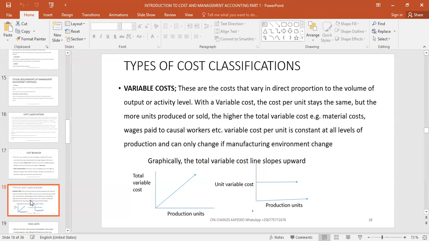But the variable cost per unit is constant. That's why the second curve is horizontal, meaning whichever output someone produces, that person will be getting a fixed pay per unit. But the total cost is the accumulation of the number of units someone has produced multiplied by the unit variable cost to get the total variable costs.